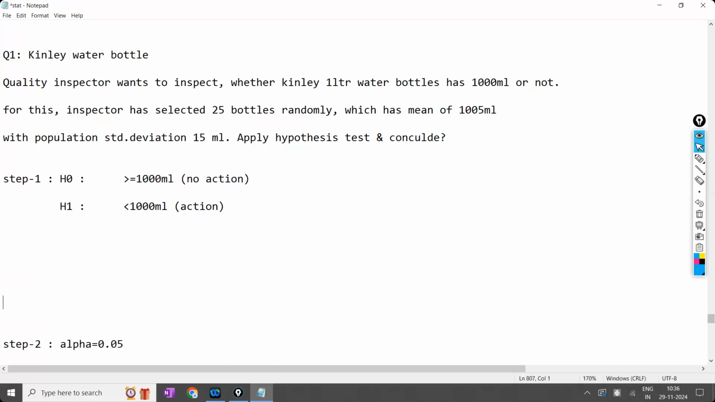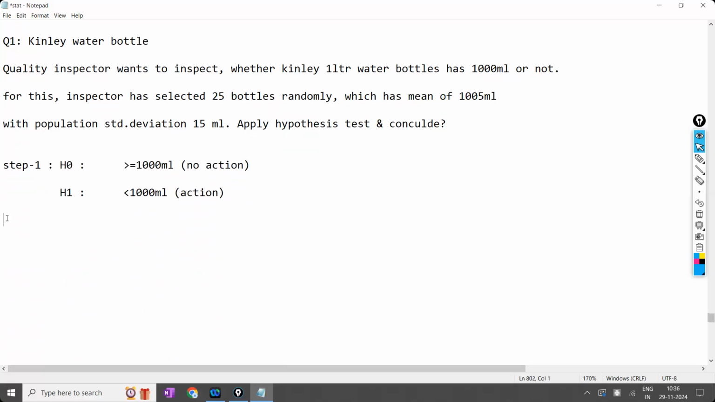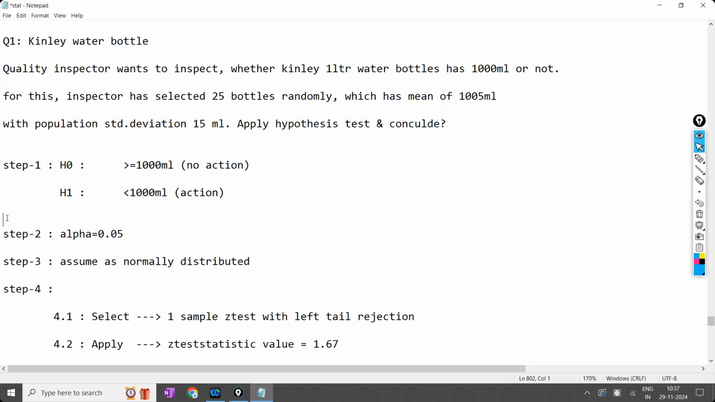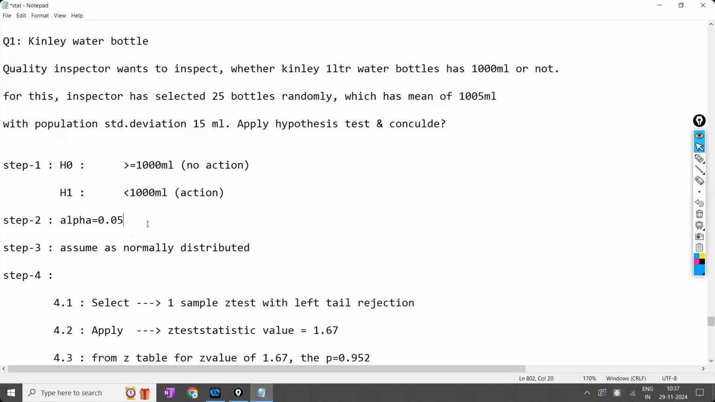Everyone is clear with step one? Formulation. Now coming to step two. What is step two? Open your notes. Level of significance. Now, in the question, was the level of significance given? No. If the given question doesn't have the level of significance, then what default value do we take? 5%, which is 0.05. 5% is percentage-wise; value-wise it is 0.05. So you are going to take step 2 as 0.05.